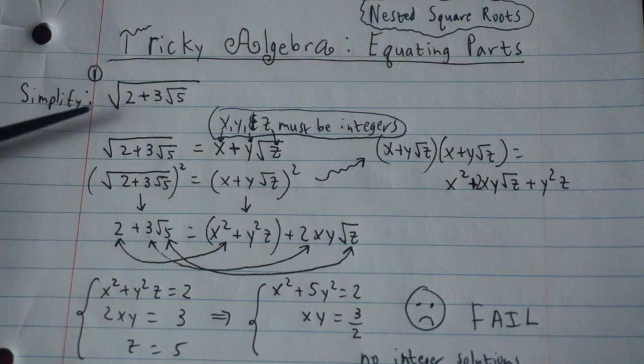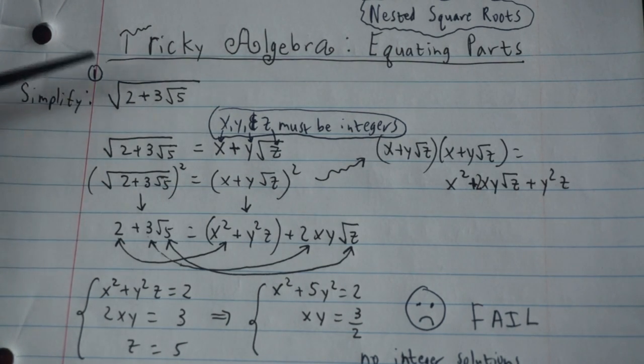We're asked to simplify the square root of 2 plus 3 times the square root of 5. What makes this ugly in the first place? There's a square root inside of a square root. So let's see how we might try to do this.